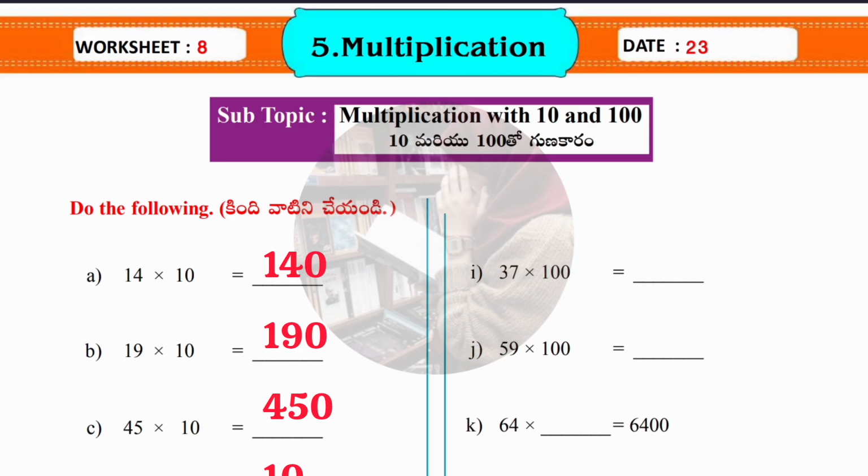4 plus 0 is 4 and 1 will be as it is. So 140 is your answer. Okay, the trick I have told you is dead easy, so just go for it. Okay, next one is 19 multiplied by 10.